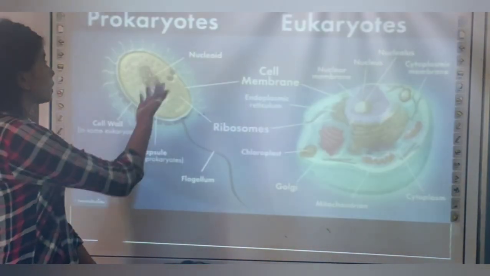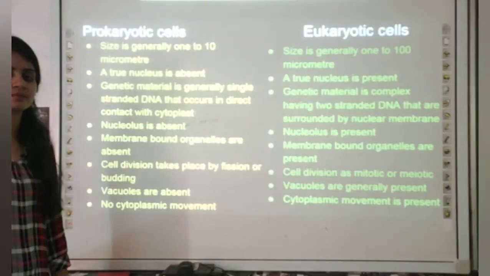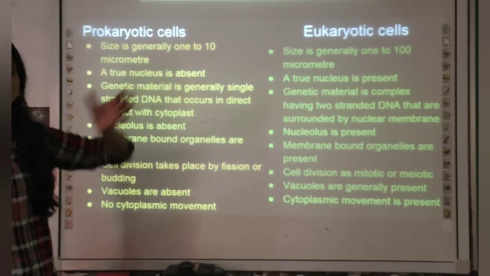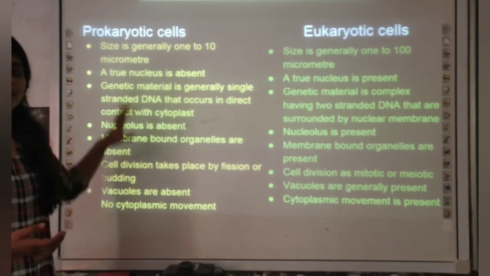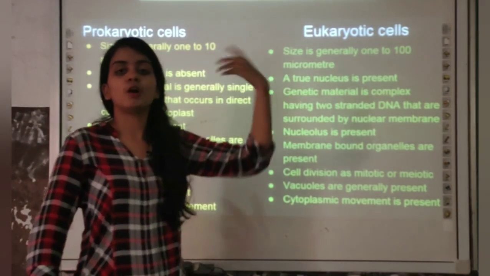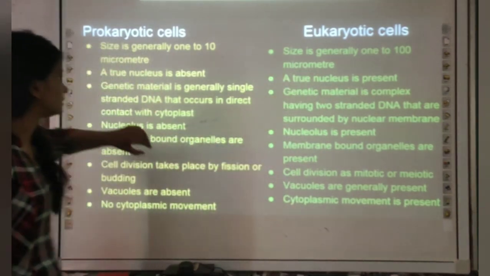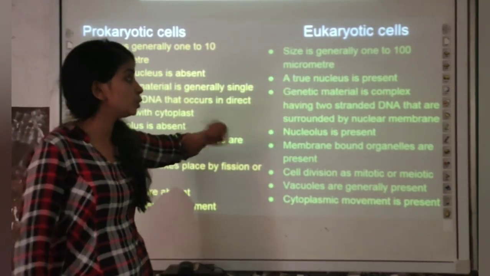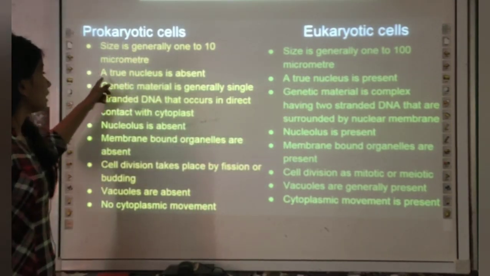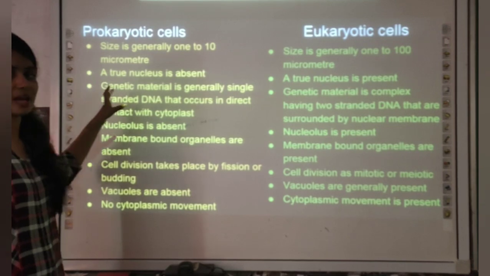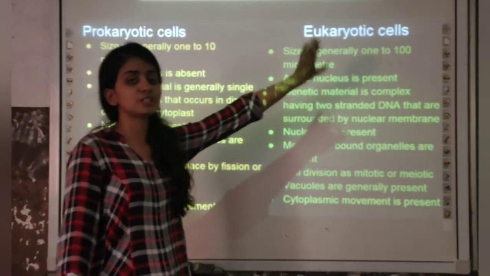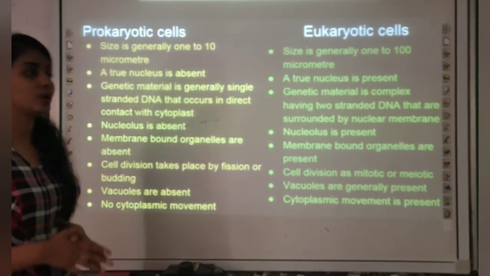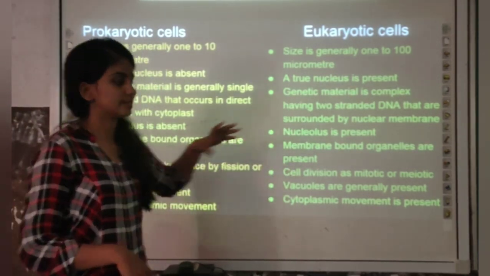Last but not the least, we have prokaryotic and eukaryotic cells. So students, now we are going to discuss prokaryotic and eukaryotic cells. Students, pro means primitive, karyon means nucleus. Here primitive nucleus is there and here modified nucleus, meaning later-formed nucleus, is there. Size is generally 1 to 10 micrometer, whereas in this size is generally 1 to 100 micrometer. A true nucleus is absent here, that's why it is known as prokaryotic. A true nucleus is present here, that's why it is known as eukaryotic. Here RNA is present, whereas here RNA and DNA both are present.